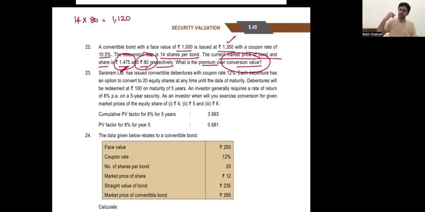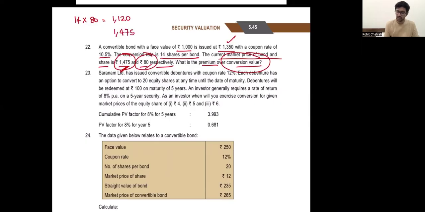All right. If you convert it into equity shares, you will receive 14 equity shares. Each share is worth 80 rupees. Therefore, the conversion value is 1120. All right. What is the market price of the bond? Current market price of the bond is 1475.